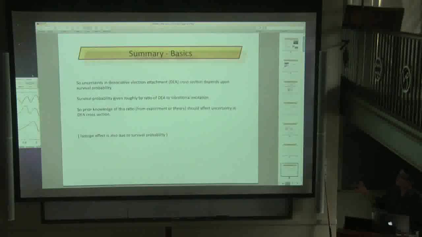So if you know the ratio of vibrational excitation to dissociative attachment, that'll tell you about the uncertainty. Also, the isotope effect will affect the survival probability. So if you have a large isotope effect, that would also, regardless of if you calculated that or measured it, if you have a reasonable certainty in a large isotope effect, then you have to say that your uncertainty in dissociative attachment cross-section is large.